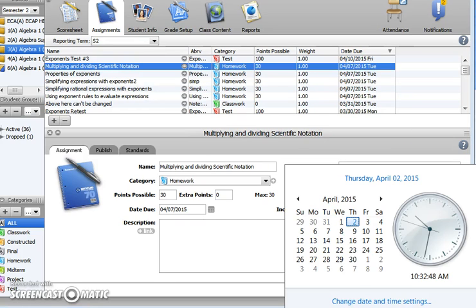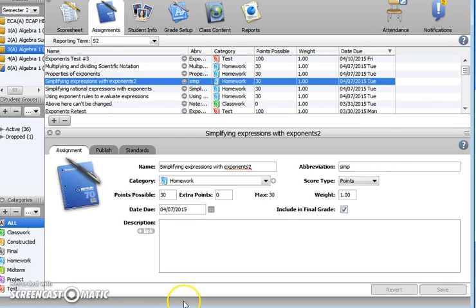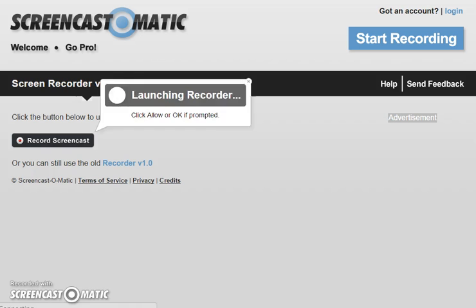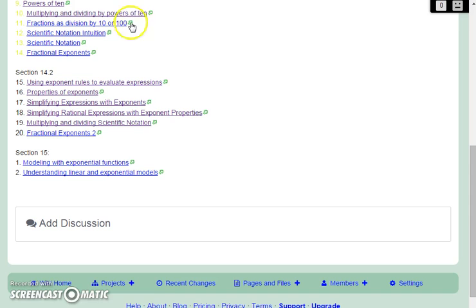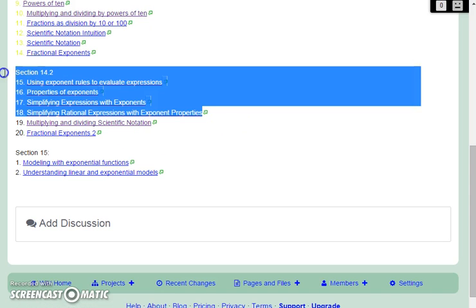7th, April the 7th, which is the Tuesday following Easter break. These 5 assignments are due on April the 7th, and they are multiplying and dividing scientific notation, properties of exponents, and so on. They're assignments that have been here on my home page basically forever. So those assignments need to get done.